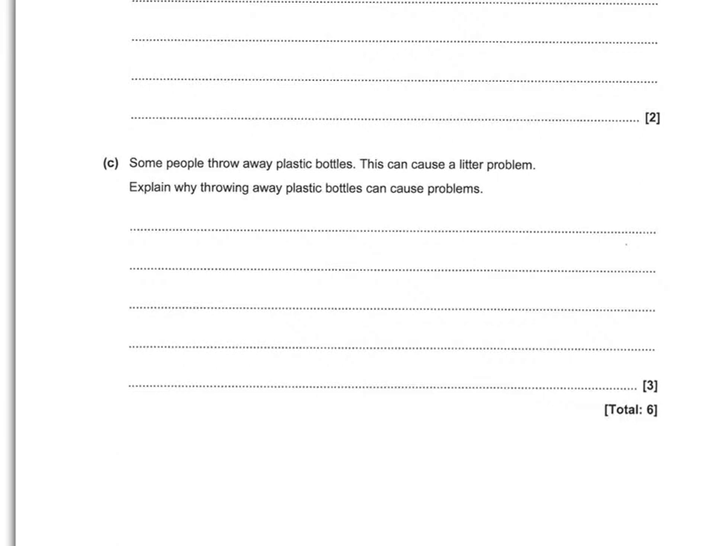Some people throw away plastic bottles. This can cause a litter problem. But explain why throwing away plastic bottles can cause problems. So first mark is the idea that it's non-biodegradable. It won't rot. 1 mark for saying it's non-biodegradable. 1 mark for saying that means it doesn't rot. And then a mark for saying what they should be doing. So this means it must be disposed of by burning or by landfill or by recycling. So those 3 points, we get you those 3 marks.